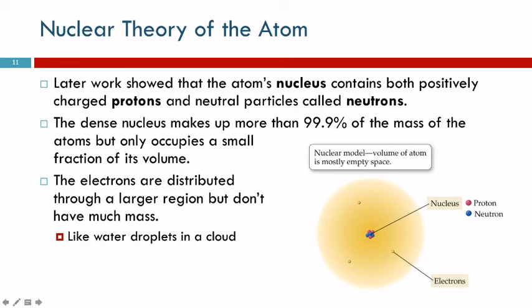These electrons are distributed throughout this large region, but they have very little mass. So the electrons are a little bit like the water droplets in a cloud. You think about fog, right? Fog is basically a cloud that's down here on the ground, and we have fog every winter. You can walk through the fog, right? The fog doesn't seem to have mass. It doesn't really seem to be very solid, does it? The electrons are like those little tiny water droplets suspended in the air. But most of the fog is really empty space, and most of the atom is empty space.